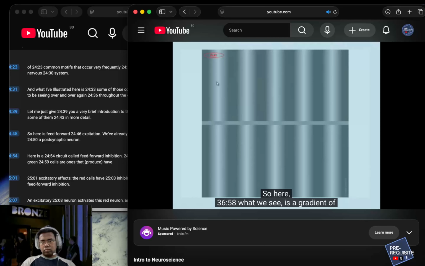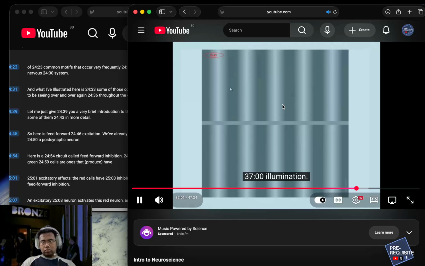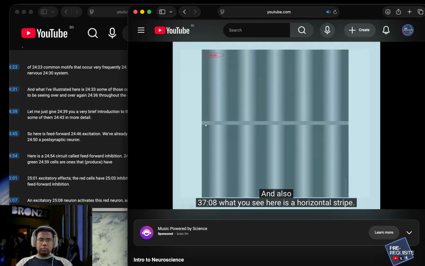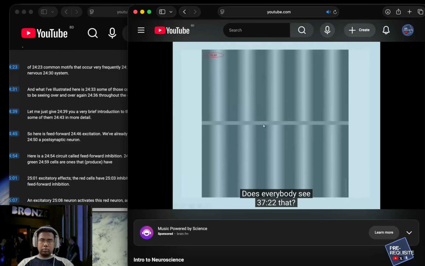So here what we see is a gradient of illumination. See, it's bright, dark, bright, dark, bright, dark, bright, dark, right throughout. It's all obvious. And also what you see here is a horizontal stripe. And you'll note with this horizontal stripe that it appears to change in illumination. It's dark here, it's bright here, dark here, bright here. Does everybody see that?